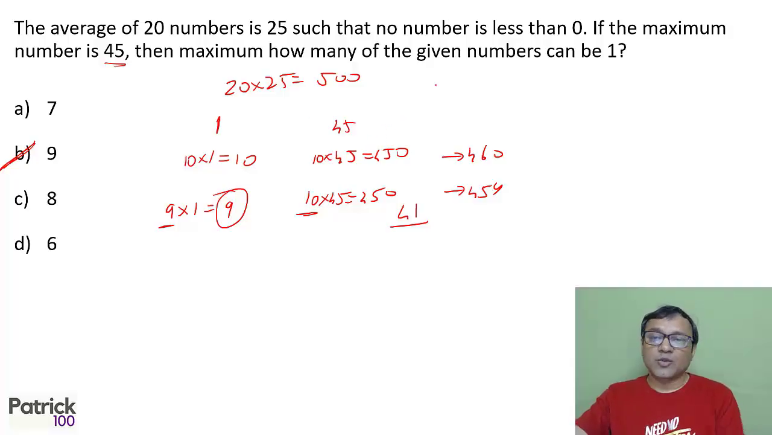Number 45 could be repeated. They did not say that the number 45 cannot be repeated. The maximum number is 45. That means you could have multiple 45s. If you use that, you will see that 9 ones are possible. So answer, B option.